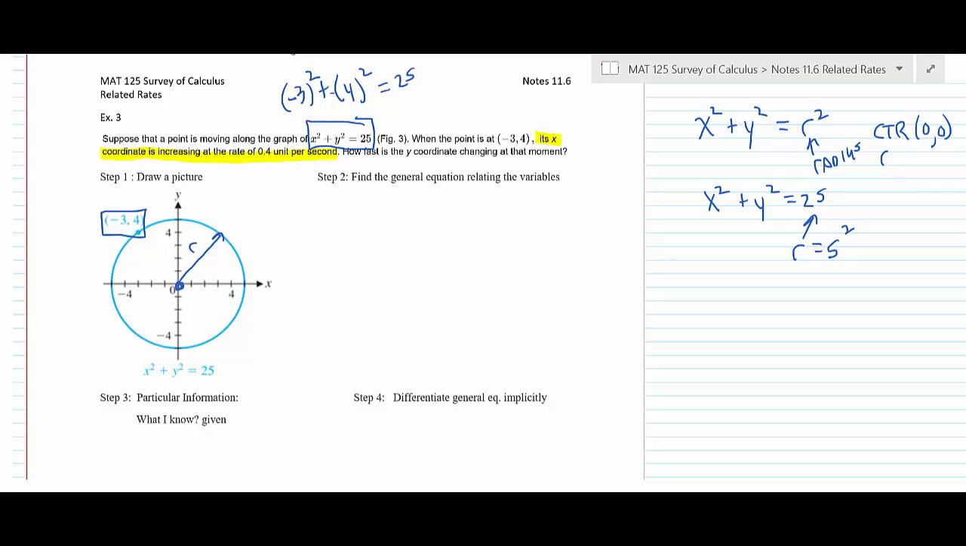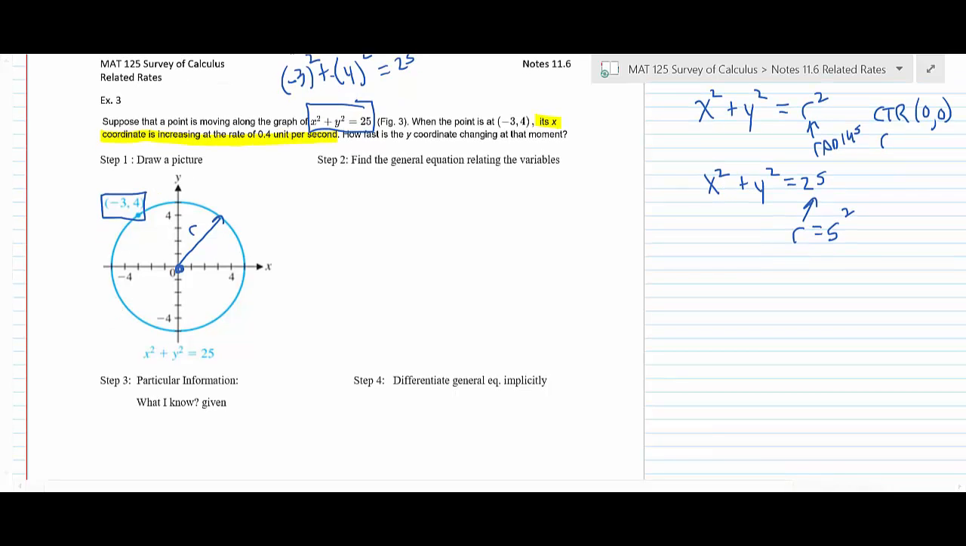It says the x coordinate, dx over dt. Good. Okay, so that means dx over dt is equal to, and it says it's increasing, so I'm going to put a positive to stress that. If it was decreasing, you would want to use a negative, and it's just units per second now. So that's what that piece of the problem says, okay?